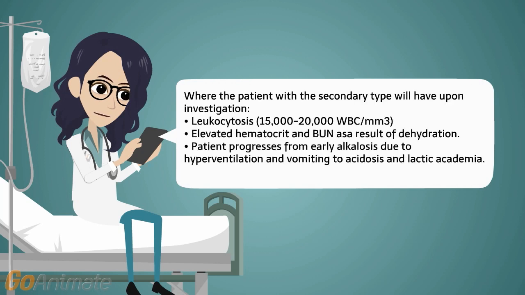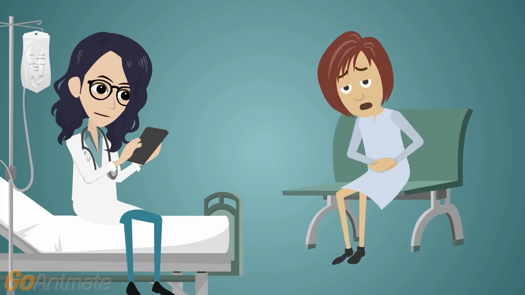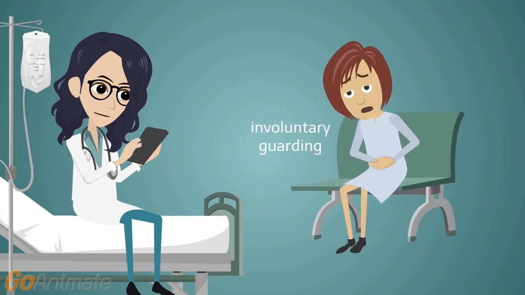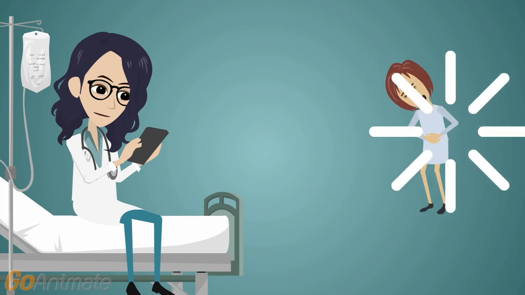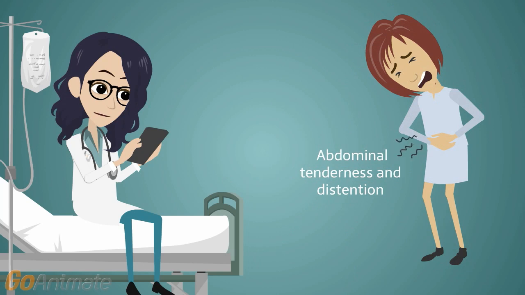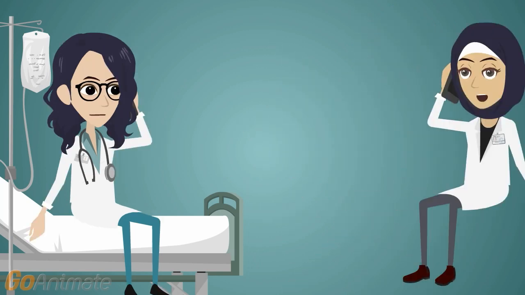While the patient with secondary peritonitis will have leukocytosis ranging from 15,000 to 20,000 white blood cells per cubic millimeter, elevated hematocrit and blood urea nitrogen as a result of dehydration. Patients will suffer from early alkalosis due to hyperventilation and vomiting, then acidosis. The physical examination will show some abnormalities such as voluntary abdominal guarding changing to involuntary guarding, abdominal tenderness and distension, faint bowel sound. That's great.